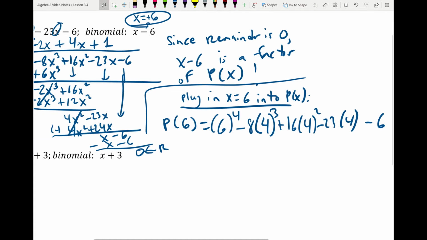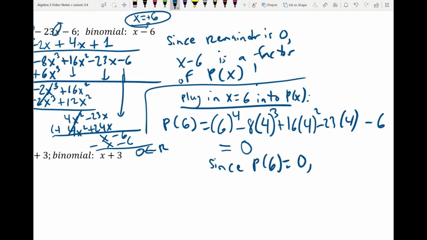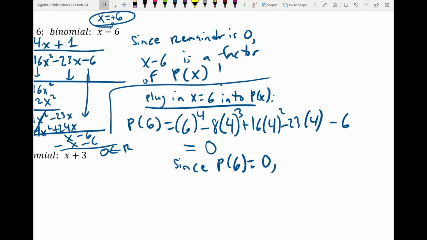All right, if you plug this in, you're going to get 0. So if you were to do the math on the calculator, you get 0. Since p of 6 equals 0, like we said earlier, that means that x minus 6 is a factor of p of x.